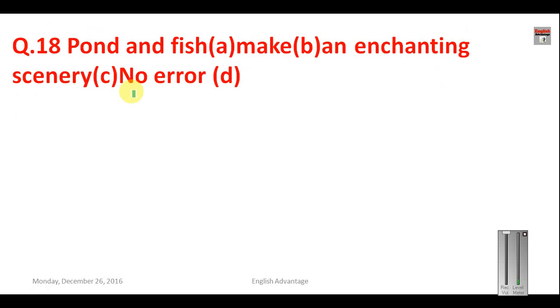Question number 18 again, pond and fish make an enchanting scenery. Here again we are talking about pond and fish. Pond and fish, both of them contribute to making an enchanting scenery. Both of them make an enchanting scenery. So again here we are talking about pond and fish as a single unit. So pond and fish will be considered singular, and in place of "make" you have to write "makes". This is a very tricky question and a very good question.